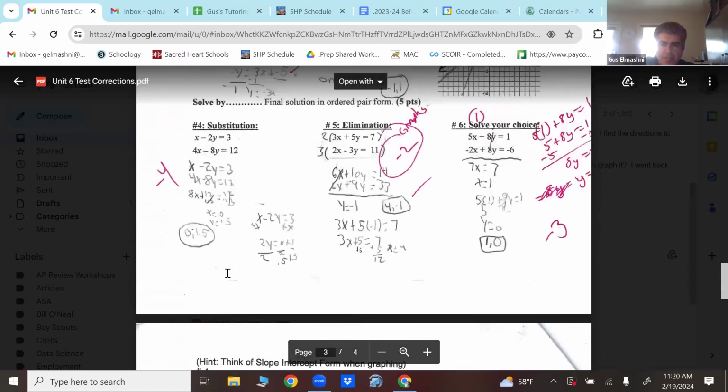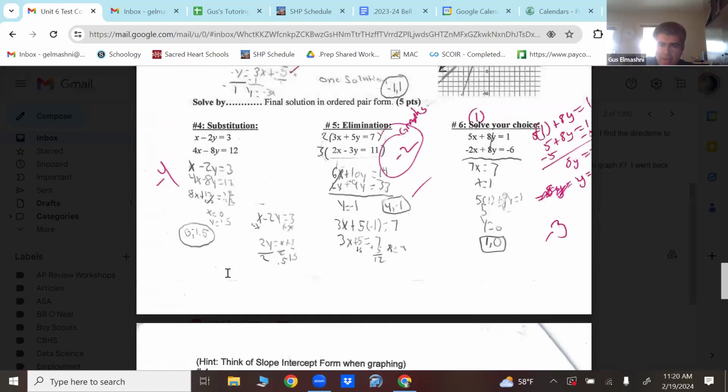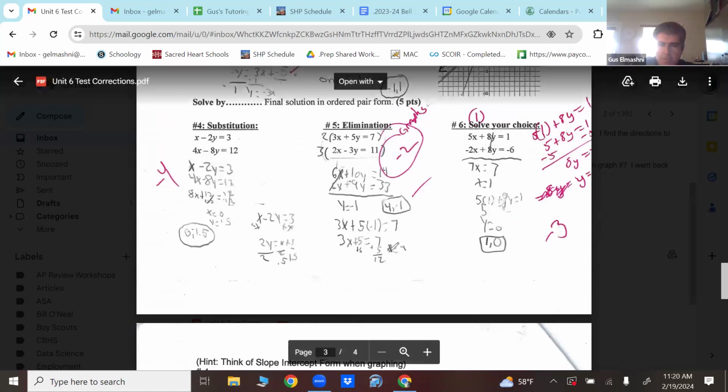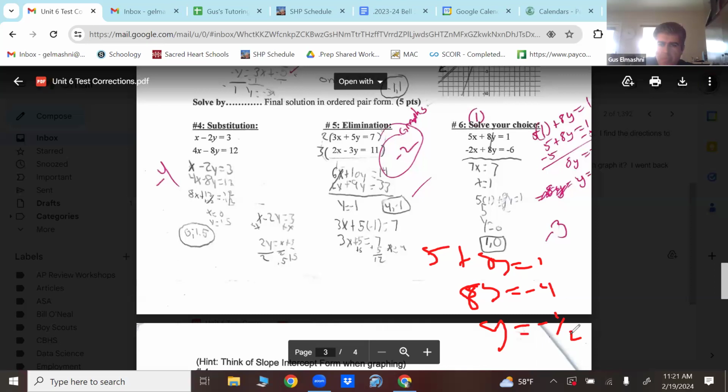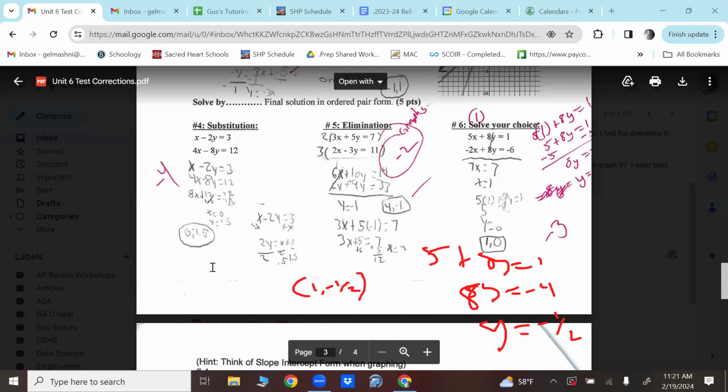And then lastly for 6, solve your choice. You subtract. I like that. Okay, good. If x is 1, you got the x part right. You got the y part wrong. So 5 plus 8y. Oh, 8y. So y equals negative 1/2. Yep.